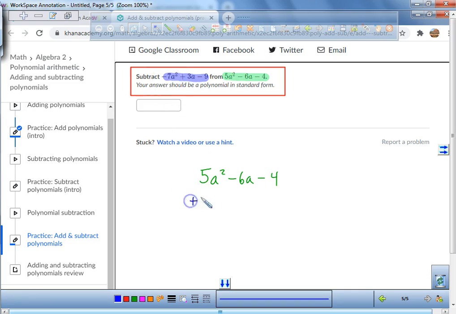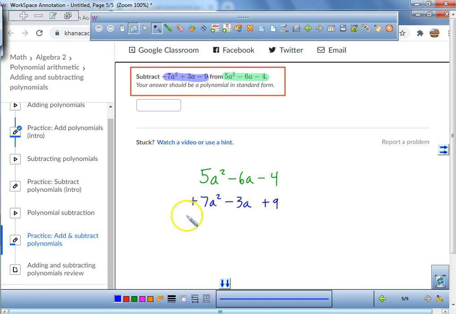Now, here's the thing I need everybody to understand. The only reason why I am adding the opposite is simply because it says subtract. If that said add, I would not change any of the signs. But it says subtract. Then what am I going to follow it with? Yep, negative 3a, so minus 3a. And then change that to a plus. So what's the only reason I changed the signs? The only reason is because that says subtract. If that had said add, I would have simply written it down exactly as it appears.